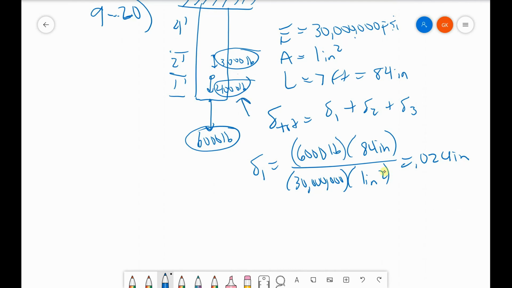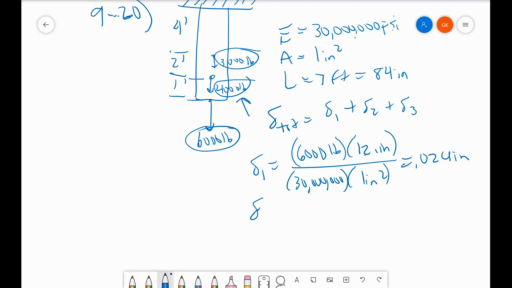Now I'm going to look at delta 2. Now you have to think about that. Delta 2 is going to feel 6,000 pounds and the 4,000 pounds, so it's going to feel 10,000 pounds total. I know I made a mistake. That was my length for the previous problem. This should have been 12 inches. My bad. It's only the length until I reach another force.